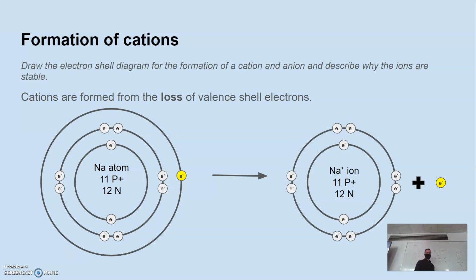Okay. Let's consider their formation. So cations form from the loss of valence shell electrons. So if we look at the sodium atom, here we've got the Bohr model, 2, 8, 1 is our electron configuration. So 2 and 8, they're full shells. Shell 1, we can fit 2. Shell 2, we can fit 8. How many can we fit in the third shell?